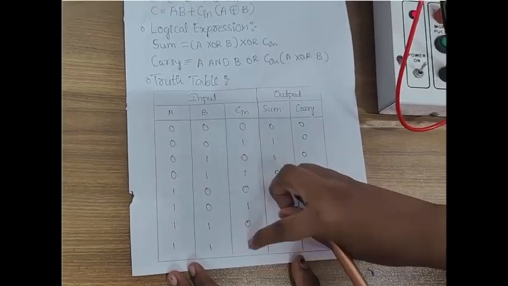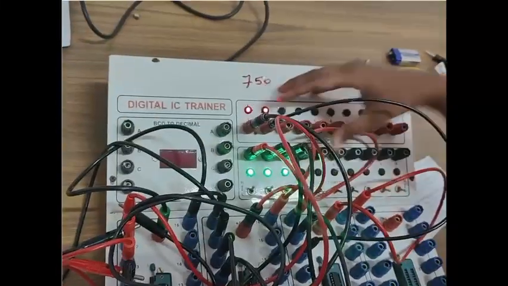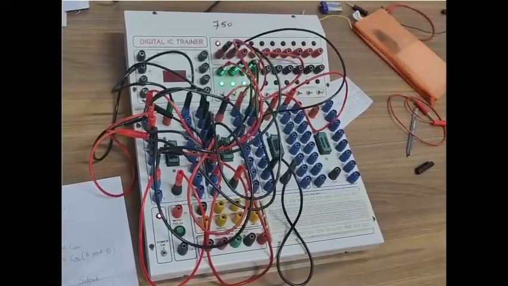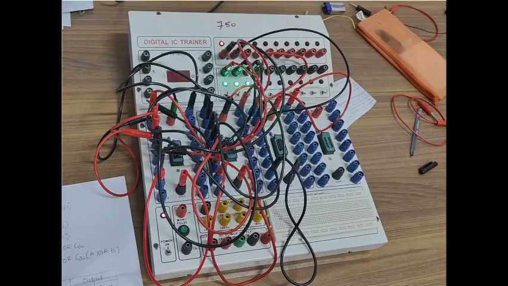And at last all are 1, 1, 1. We are getting both as 1, sum 1 and carry 1. So we can see that the sum depends on XOR operations of all three inputs and carry is generated when at least two inputs are 1. Thus, both the half adder and full adder truth tables are verified successfully. These circuits form the foundation of all digital addition systems in computers.